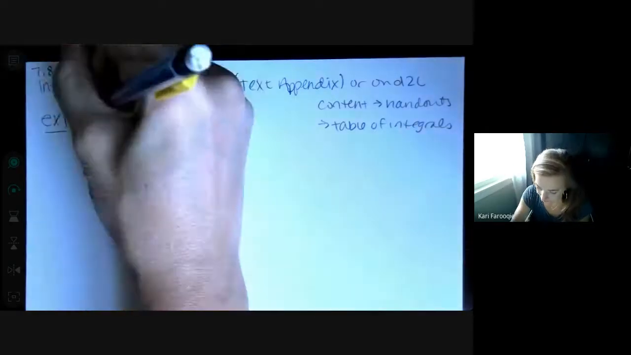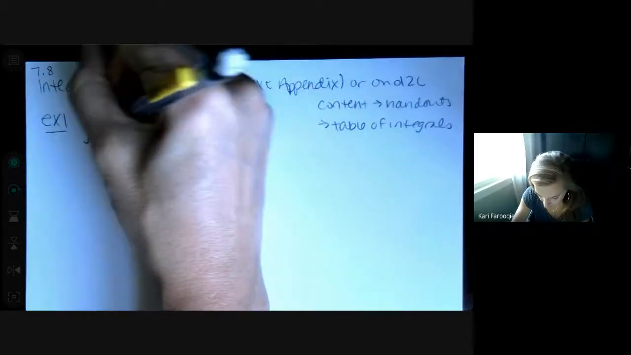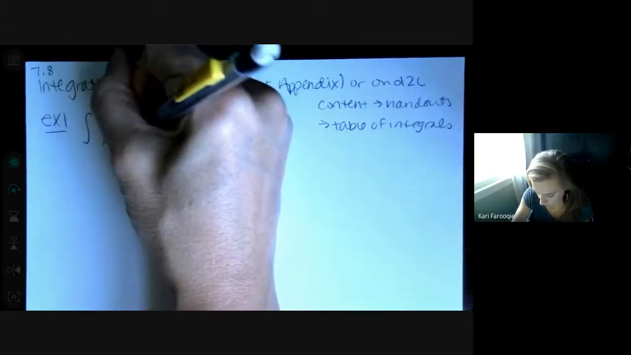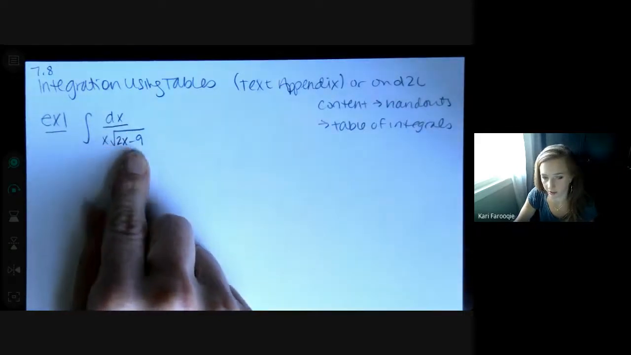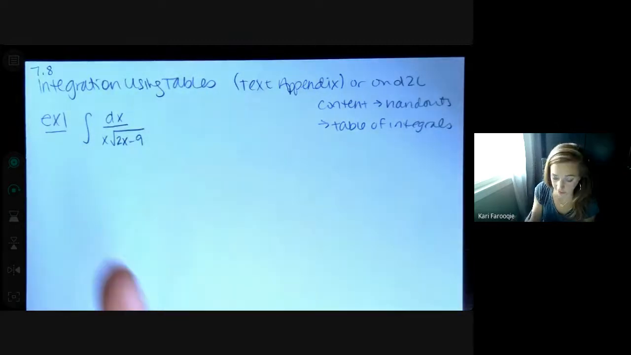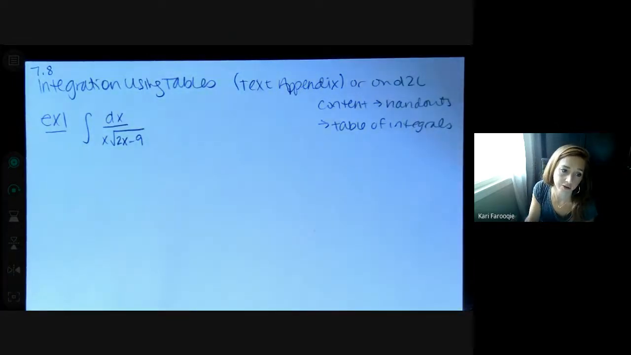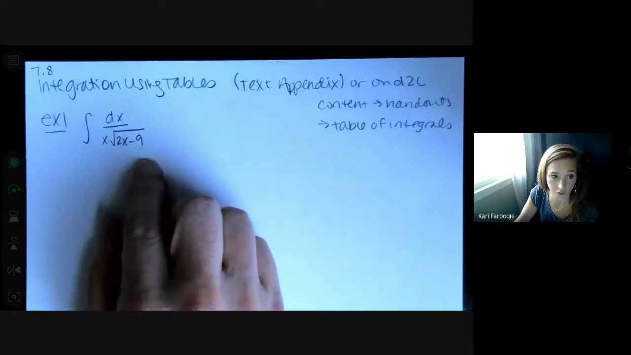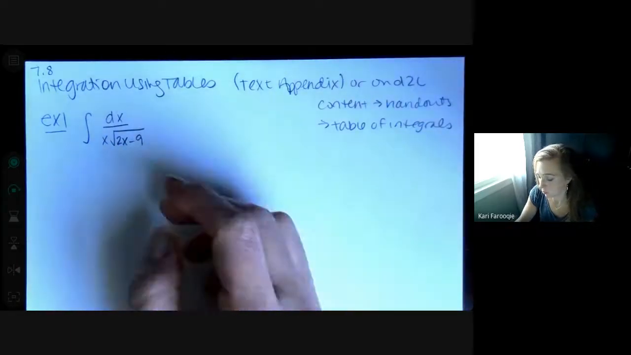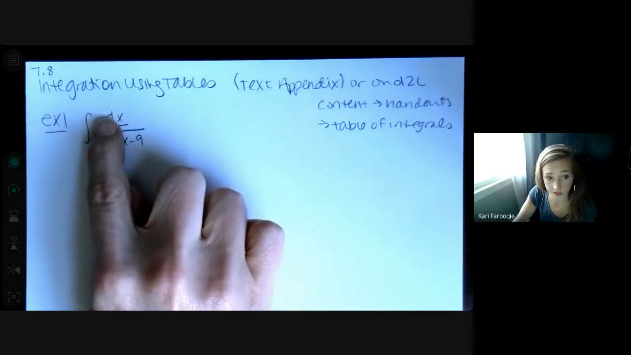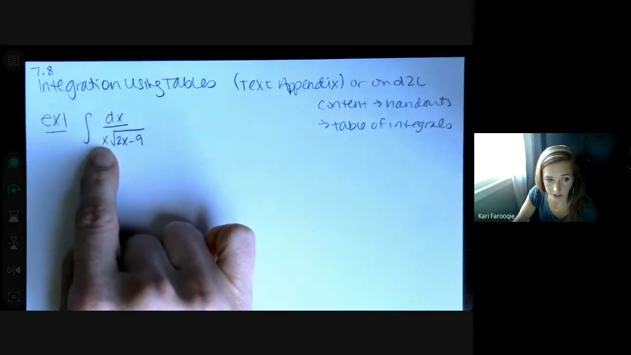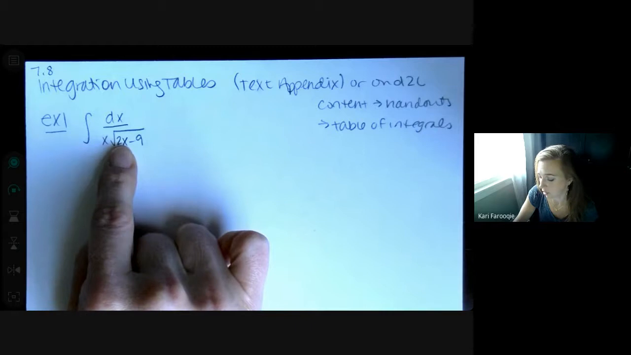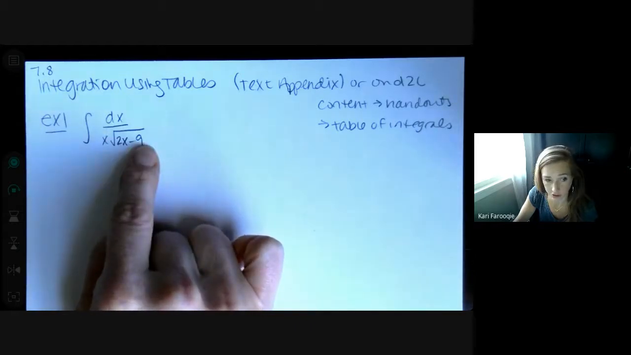Example 1, this is the integral of dx divided by x times the square root of 2x minus 9. Now, in most cases, you're not going to find a formula that says dx over x times the square root of ax minus b. It's possible that in some books it's labeled that way. For us, we're going to have to actually look for a formula that fits this form as closely as we can. What we're looking for basically is a constant, or just 1, in the numerator, x to the first power in the denominator, and then a radical in the denominator with a linear term and a constant term.